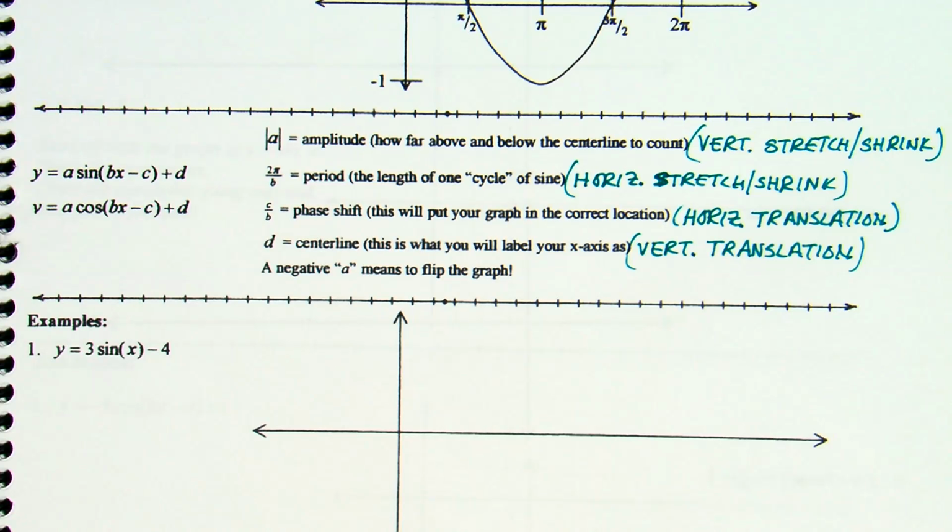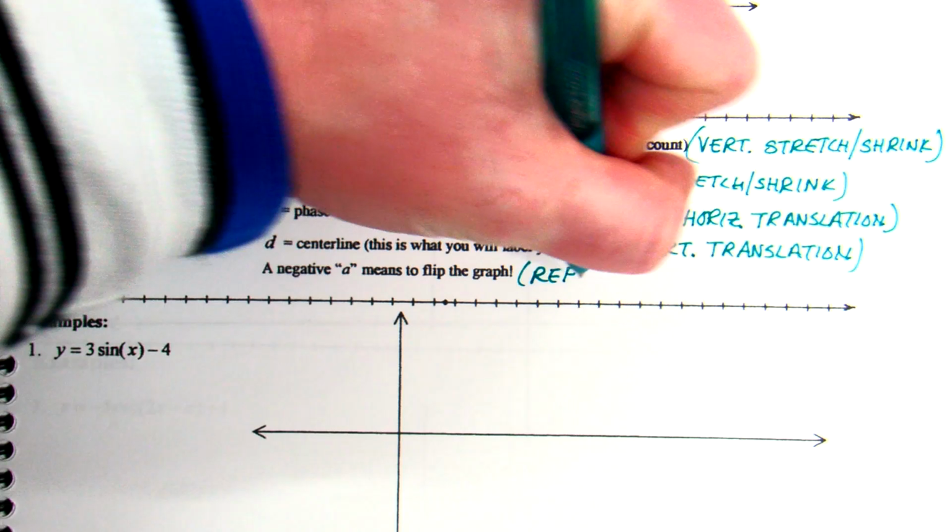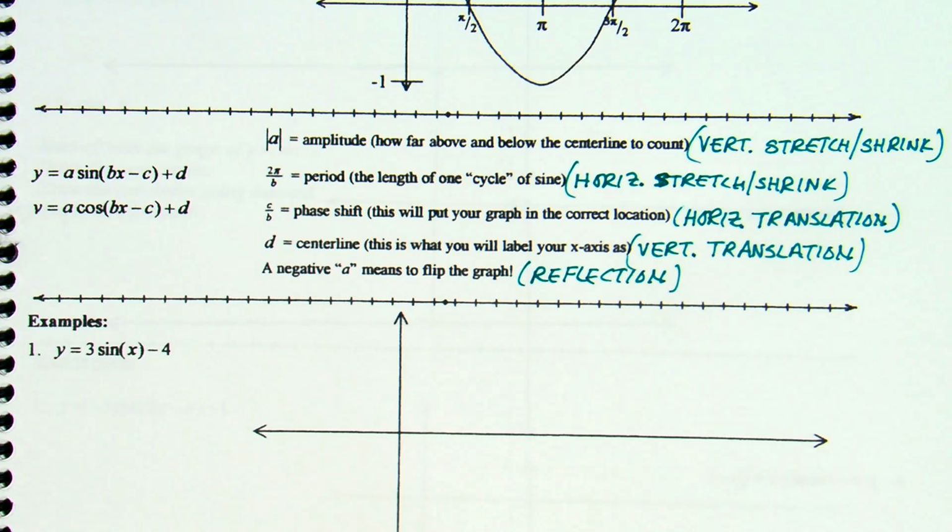And lastly, the one type of transformation we haven't talked about is a reflection. When do reflections happen? When there's a negative out front. So notice when it says a negative A, earlier the amplitude was the absolute value of A, so just whatever the A value is. If A is negative, that means there is a reflection, and we will reflect it across the x-axis, or in other words, flip it upside down.